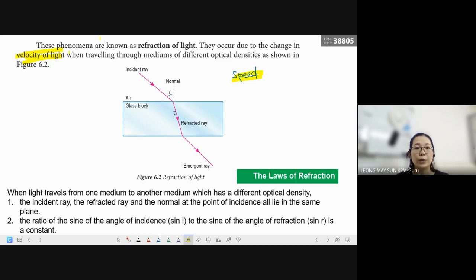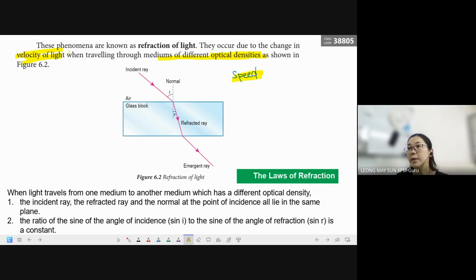This happens when traveling between mediums of different optical densities. Optical densities we will discuss in the next slide. Optical density is slightly different from the physical density that you learned previously. An example picture would be this.